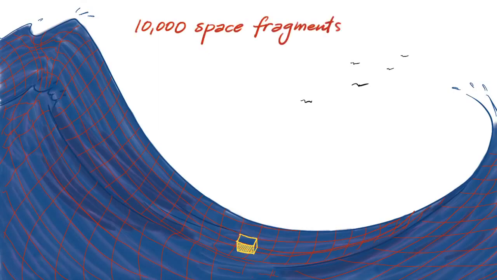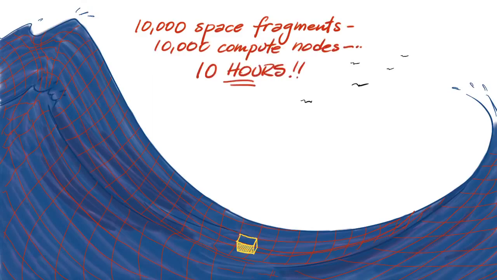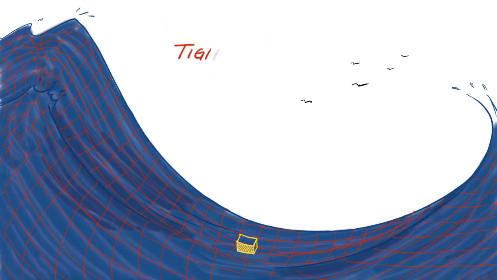HPC architectures are designed to improve execution time by partitioning the execution into smaller pieces and computing the pieces in parallel. In the ocean current case, for example, if the simulated space can be partitioned into 10,000 space fragments, and each one of them can be individually simulated in parallel by 10,000 compute nodes, the simulation will run in just 10 hours.